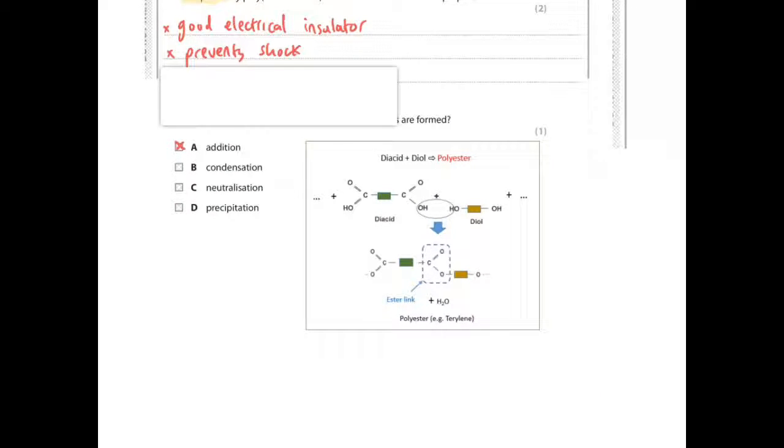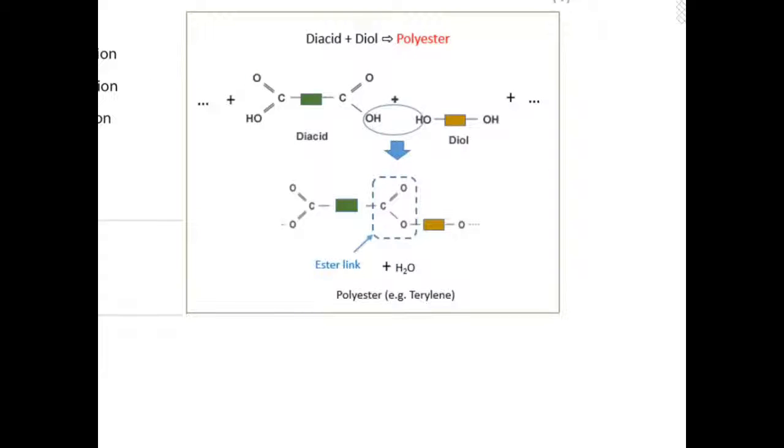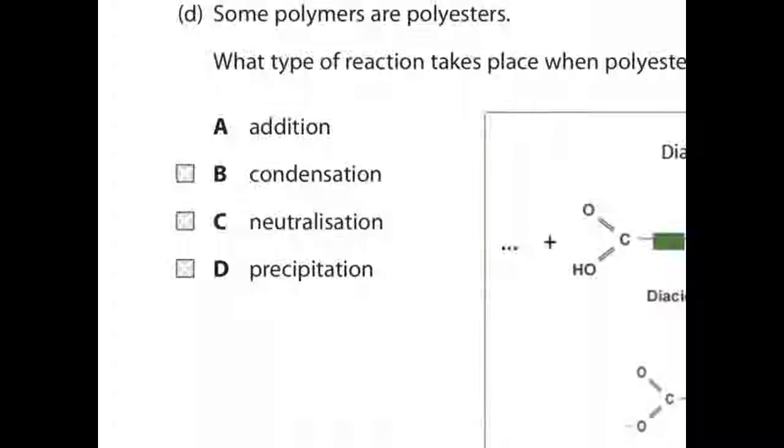Next up, it says some polymers are polyesters. What type of reaction takes place when polyesters are formed? So if you look here, you can see that when 2 chemicals are joining to form polyester, an O, an H and an H are released from the chemical so a bond can form, and obviously that OHH or H2O forms water. So water is produced, so we call this a condensation reaction.